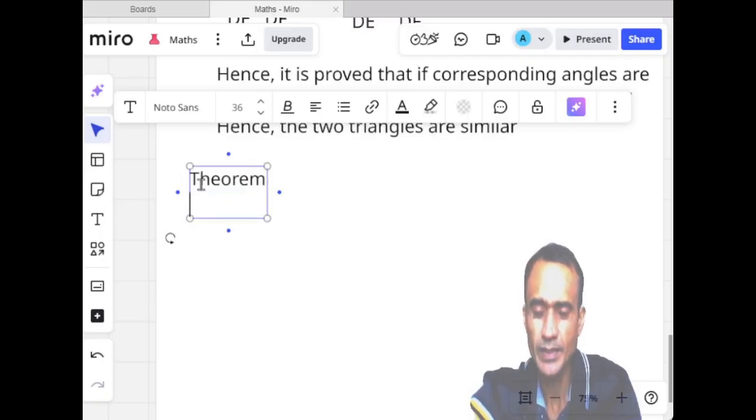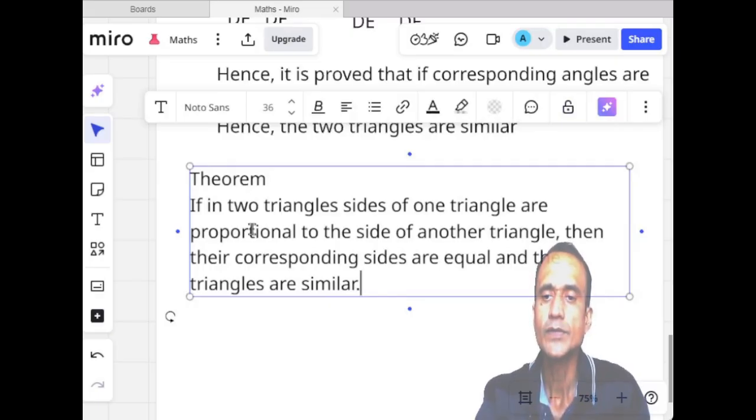The next theorem states that if in two triangles the sides of one triangle are proportional to the sides of another triangle, then the two triangles are similar. In other words, if the sides of two triangles are proportional, then their angles will be equal. Hence, the triangles will be similar.